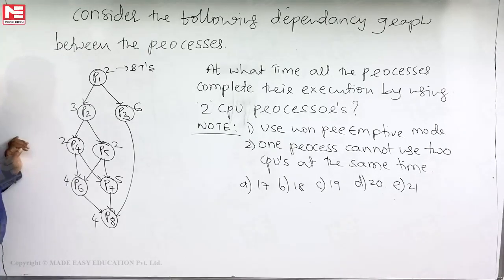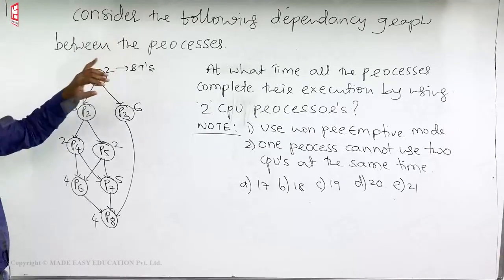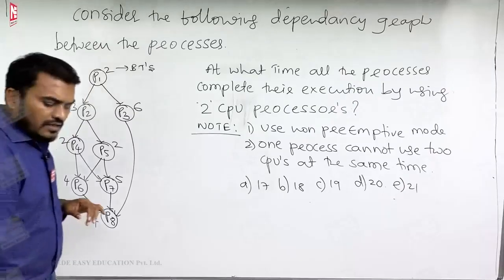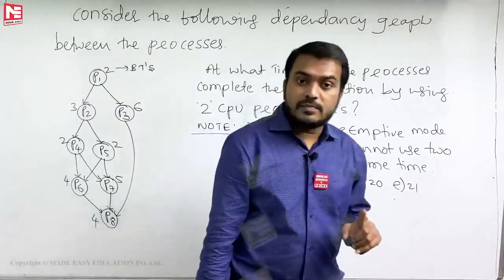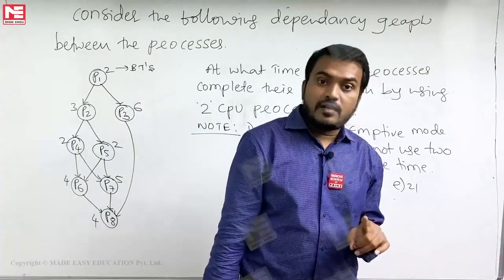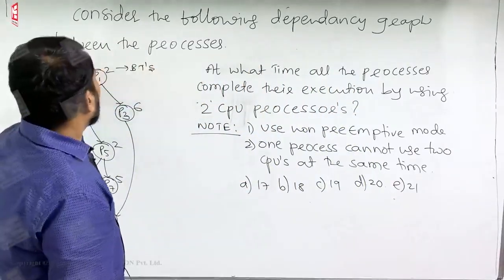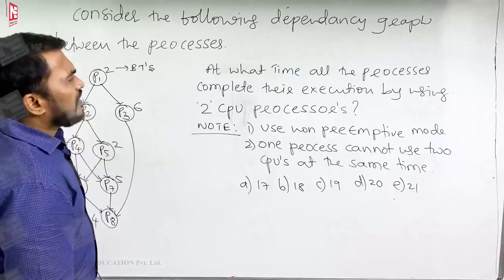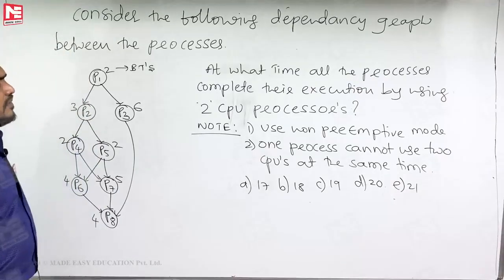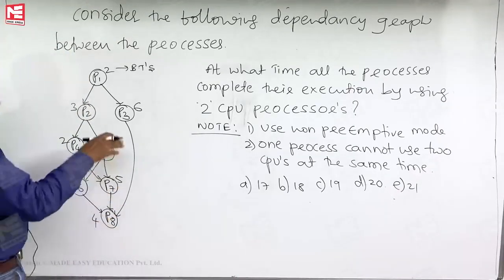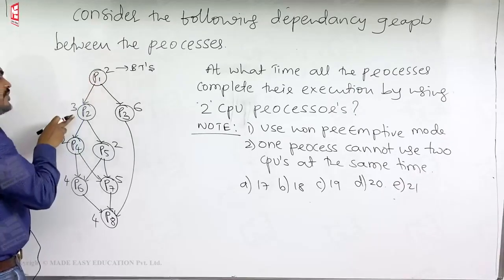Now understand, what is the question asking? Consider the following dependency graph between the processes. Listen to the question first. When I am explaining, after that I will give you time, then you will solve the problem. It is saying the dependency graph between the processes. What is the dependency here? P1, then P2, P3 here.